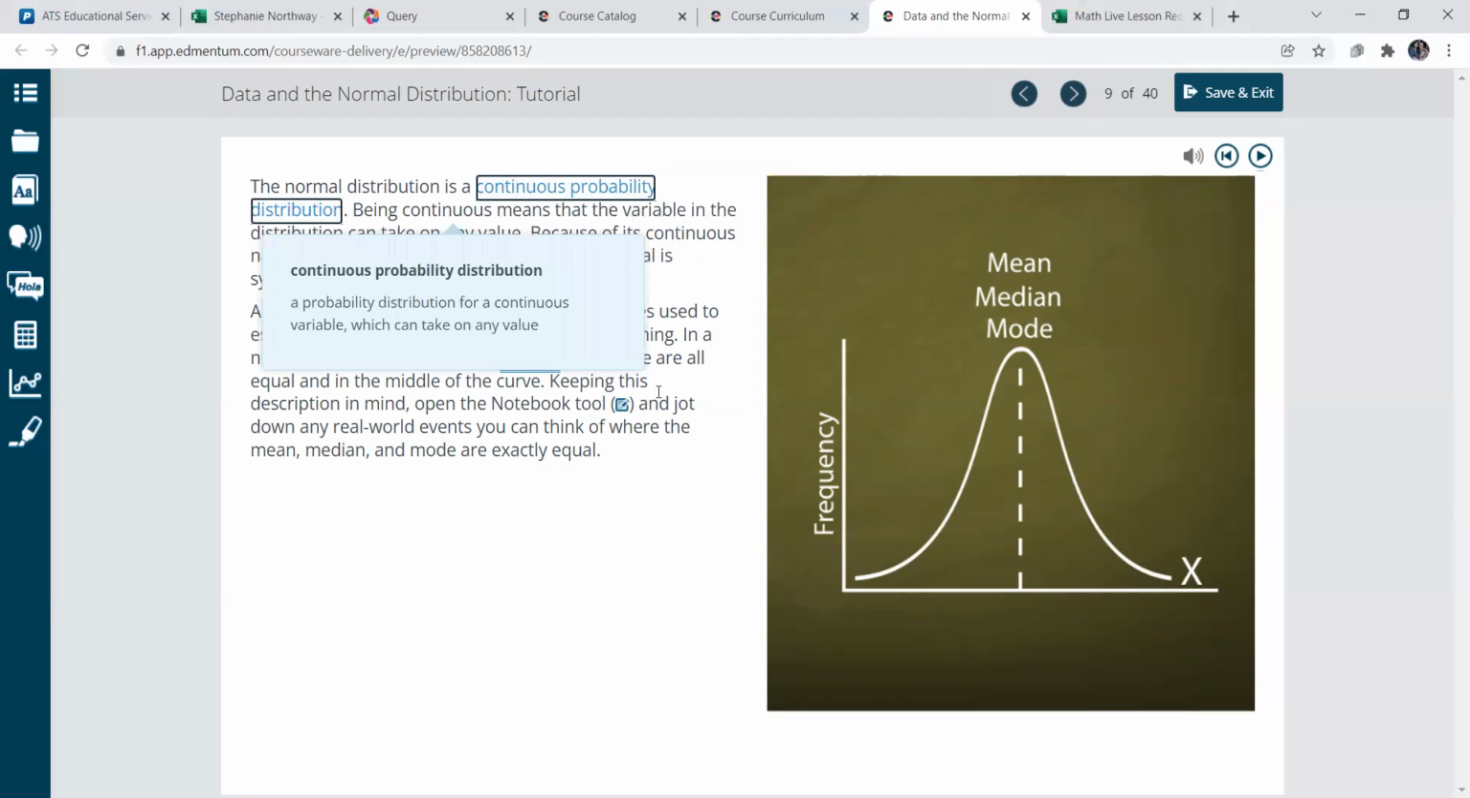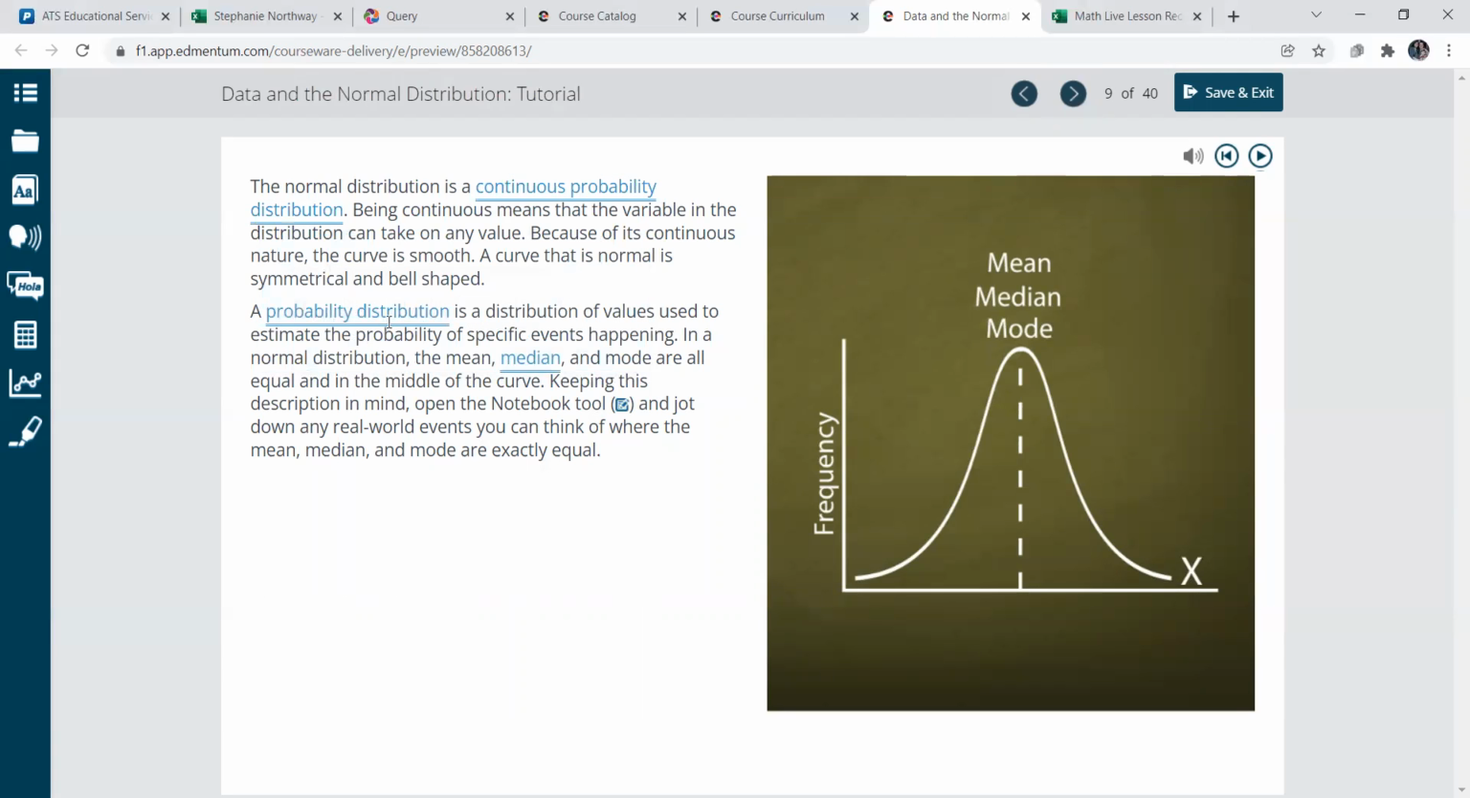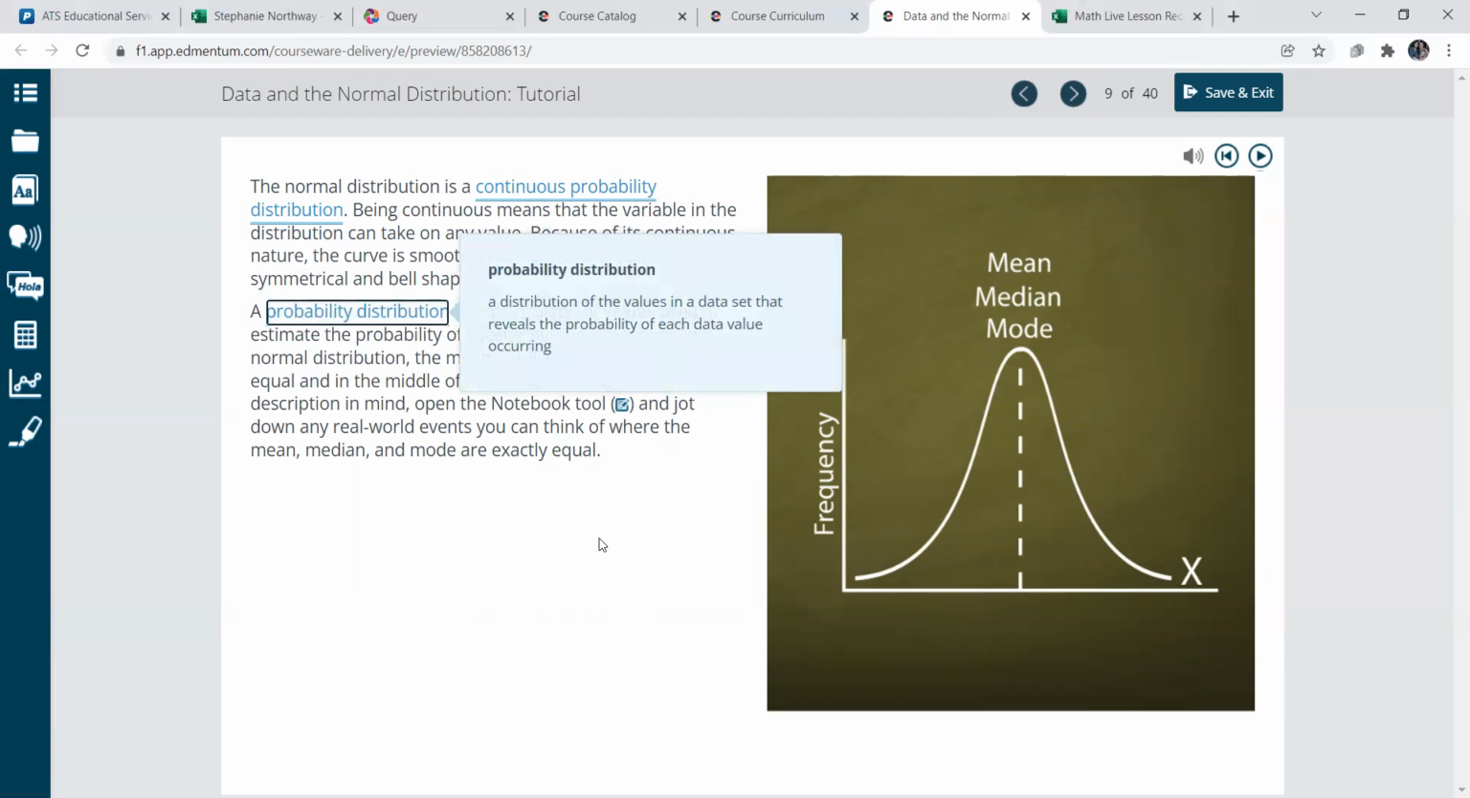So continue with probability distribution. The probability distribution for a continuous variable can take on any value. Now we have probability distribution, the distribution of the values in a data set that reveals the probability of each data value occurring. Okay.